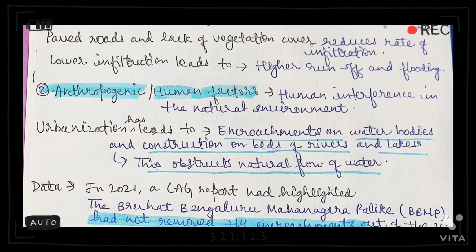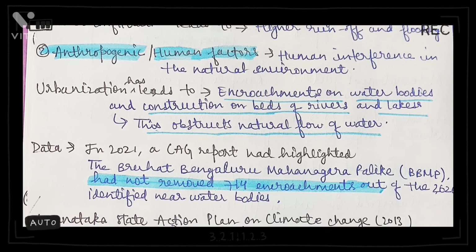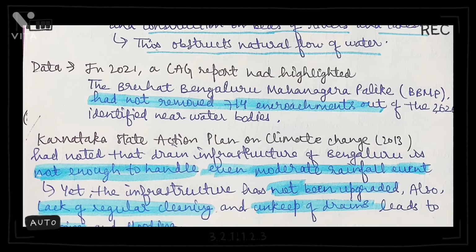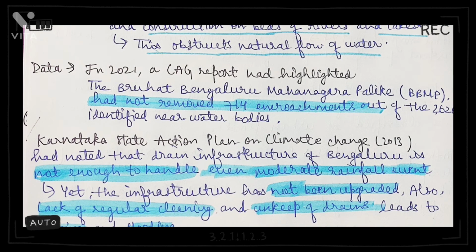The second cause of urban flooding in India is anthropogenic, human factors. Human interference in the natural environment. Urbanization has led to encroachment on water bodies and construction on beds of rivers and lakes, and this obstructs the natural flow of water. Here is the data. In 2021, a CAG report had highlighted that the Bruhat Bengaluru Mahanagara Palike, BBMP, had not removed 740 encroachments out of the 2626 identified near water bodies.